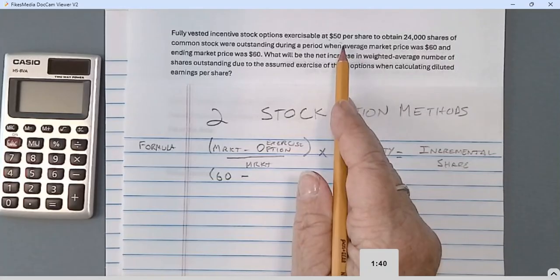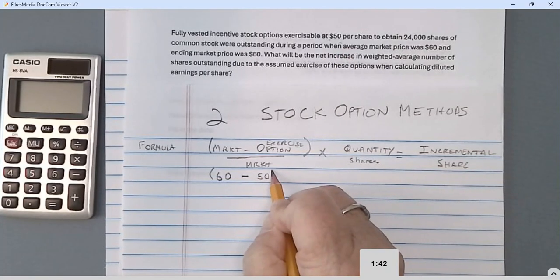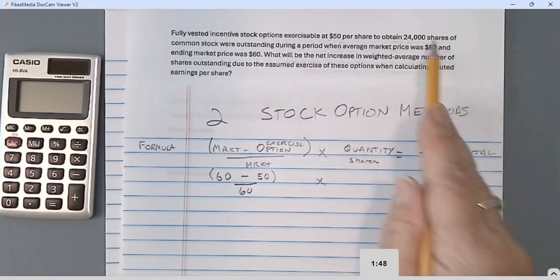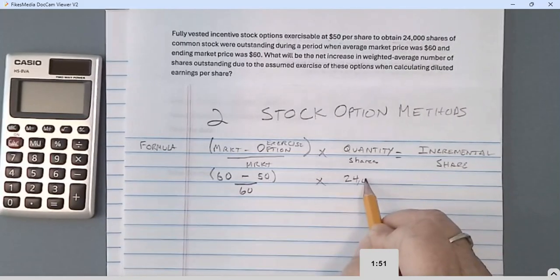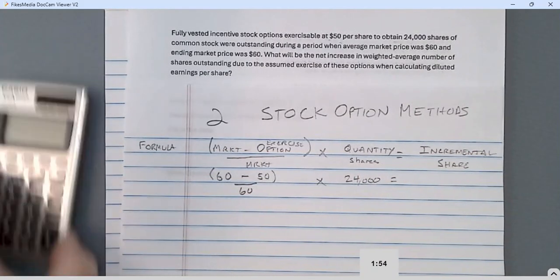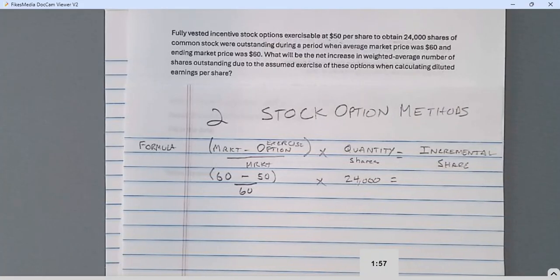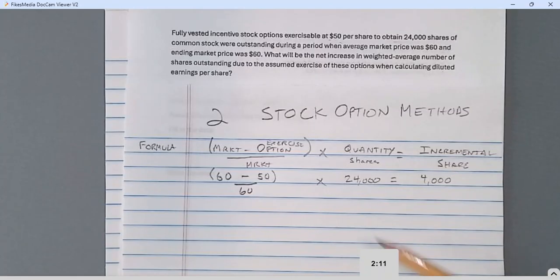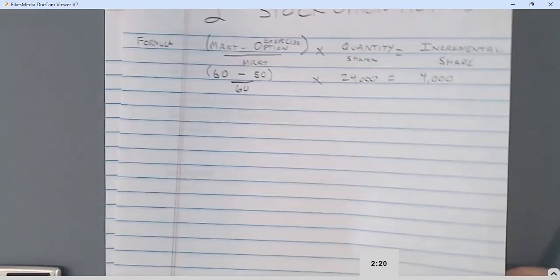Fully vested, the options, $50 divided by the market price, times the quantity, 24,000 shares, equals my incremental value. So let's take the numbers: 10 divided into 60 times 24,000. I get 4,000. Very simple math: subtraction, division, multiplication. Easy to do. Let's take a look now at the treasury method.